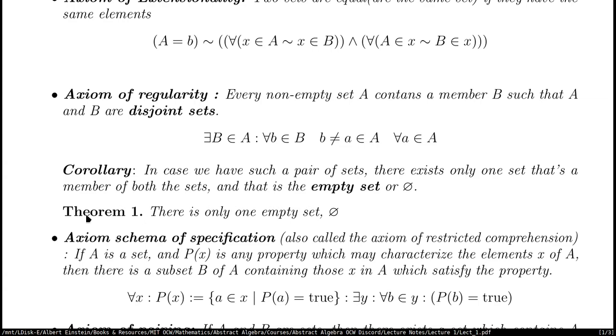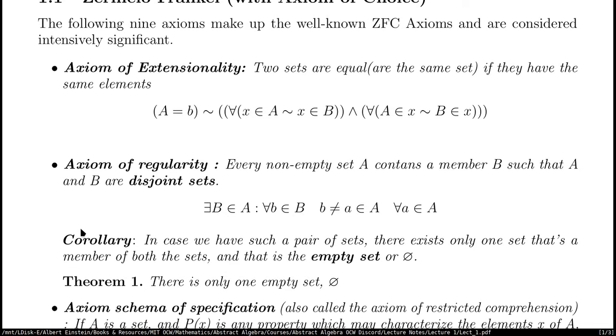This is a theorem you can try. It would be a good exercise in dealing with the axioms. You can try to prove that there is only one empty set possible. The way is to assume, with the intention of contradiction, that there are two empty sets, and then you try to follow from the axiom of extensionality, and then you reach a contradiction that two sets cannot both be the empty set.